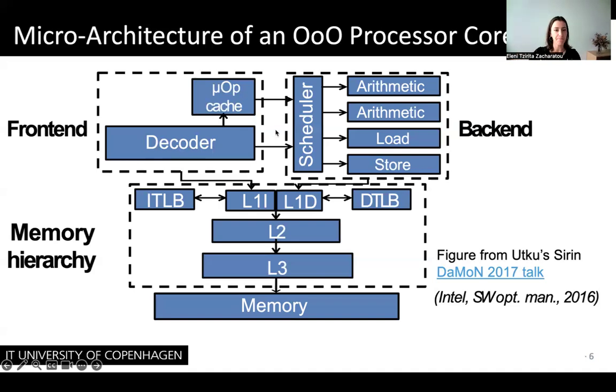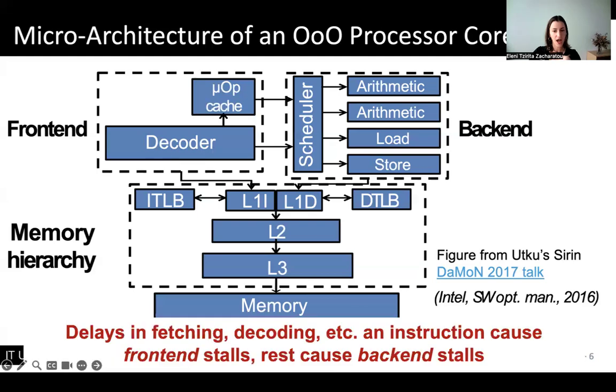Looking at the memory hierarchy, the first level of cache, L1, is split into instruction and data cache and is very small but extremely fast. Moving down, caches become larger and slower until we reach the main memory. Any delays related to preparing instructions like fetching and decoding result in front-end stalls. All other types of delay cause back-end stalls.